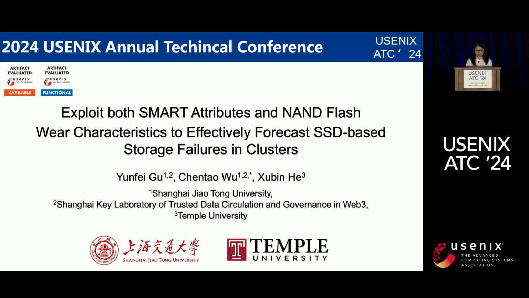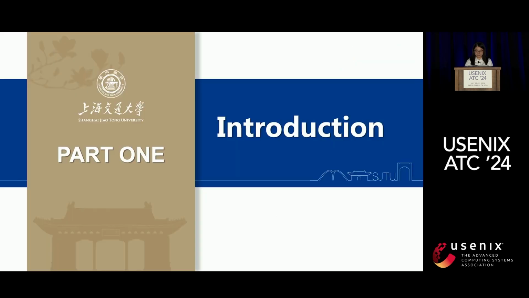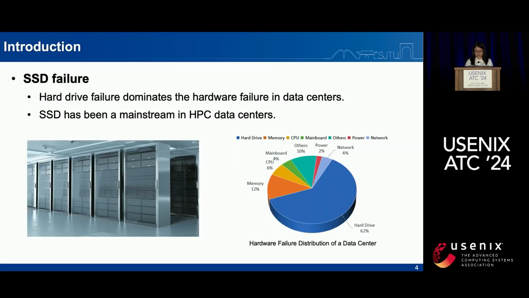The paper title is Exploit both SMART attributes and NAND flash characteristics to effectively forecast SSD-based storage failures in clusters. From now on, I will present from his perspective. Here's the outline, and I will introduce the work in 5 parts. First, I will present the introduction.